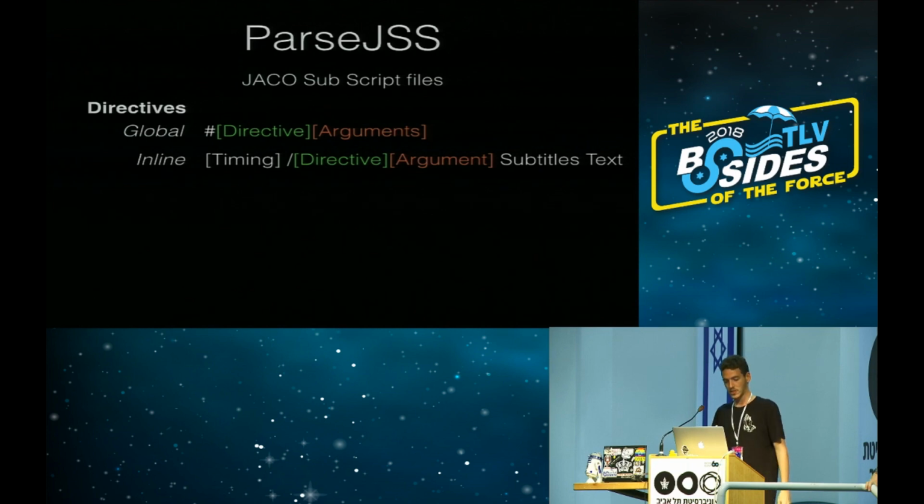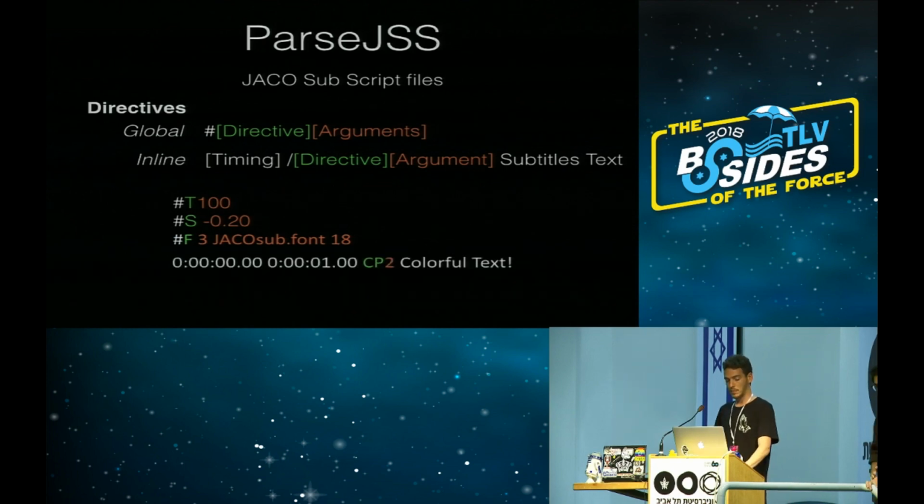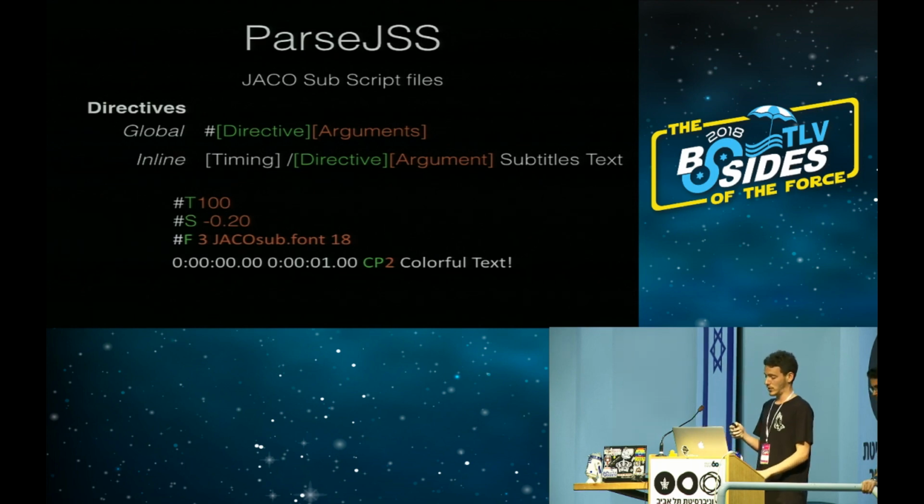So these are some of the more common JSS directives out there. This is T, it stands for timer, and it is used to set the timer resolution, 100 units a second in this case. S, which stands for shift, will cause all events to occur 20 time units sooner than usual. F will set font number 3, because you can predefine up to 10 fonts, to JACOsub font 18, which is a monocolor font available in JSS. For an inline directive, here's an example. CP2 will display the following text using color palette number 2, which can also be predefined by the user.